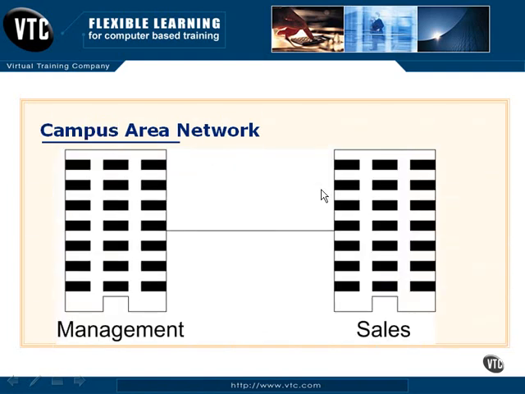Once we move to a campus area network, our network gets a little bit larger. Now we're moving between two buildings, such as the management building and the sales building. We can define a campus area network by a network that spans a small area and does not leave the land that is owned by that organizational entity. So a college, for example, might own 300 acres of land, and any of the buildings that are internetworked on that college campus would be considered a campus area network.